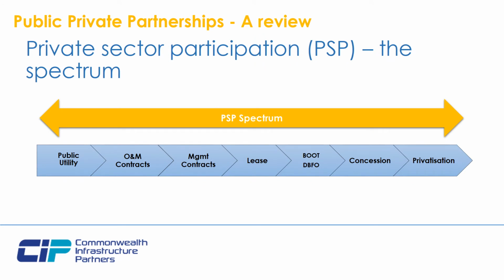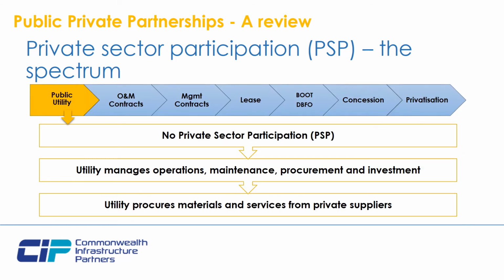Now we're going to consider the spectrum of private sector participation, PSP. You will see from the illustration this ranges from a public utility right through to privatization. So at one extreme, the government owns and operates and has complete responsibility for that entity. At the other end of the spectrum, the government has handed over all responsibility and all functions to the private sector, to a company. So let's look at these in more detail.